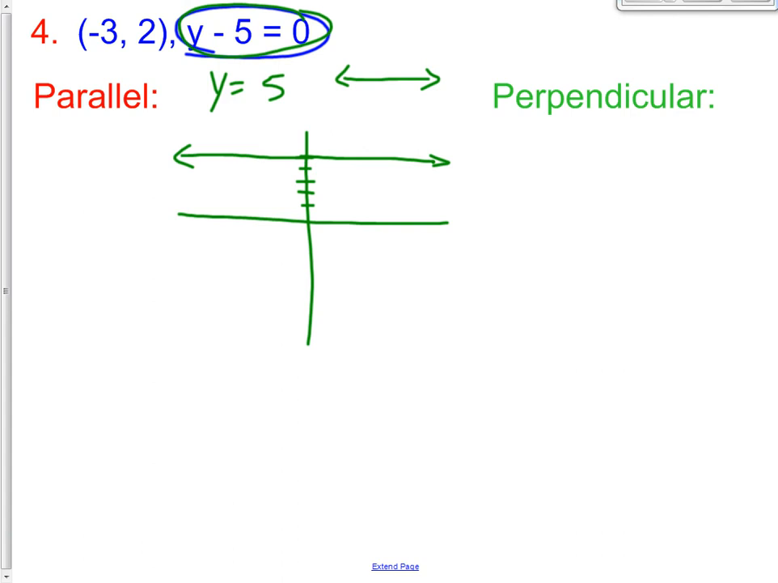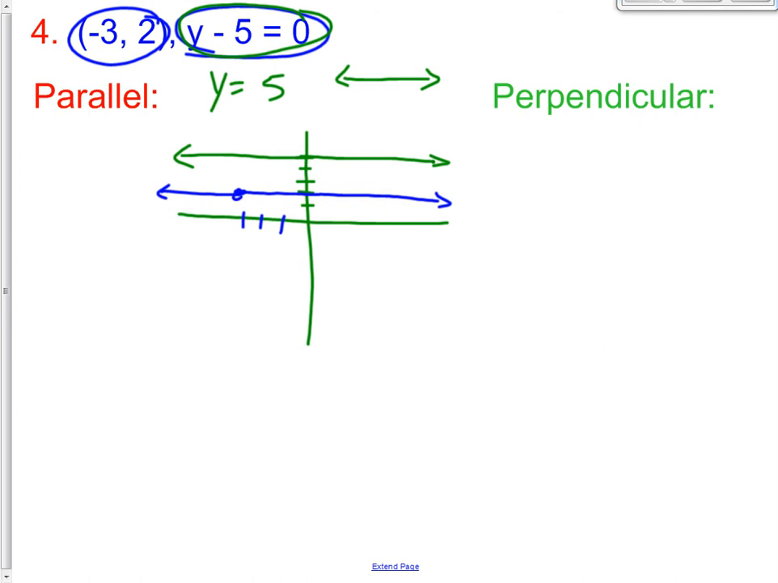So what do I want, class? I want a line that's parallel to it, that goes through a negative 3, 2. So a negative 1, 2, 3, and a positive 2. I want a parallel line that goes right through that point. So if it's parallel to a horizontal line, will it not also be horizontal? That just makes sense, right? It's going to be parallel to the green one.